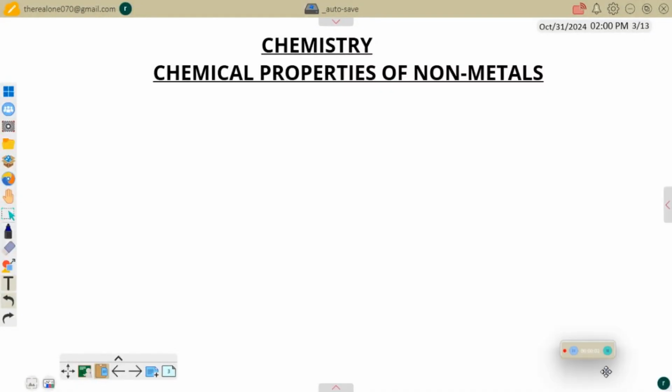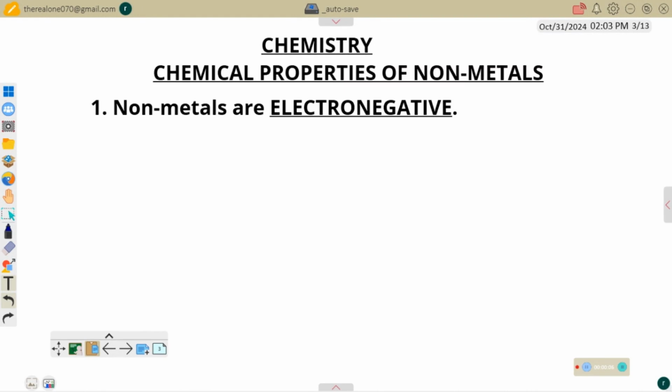Now let's consider the chemical properties of non-metals. The first one here is non-metals are electronegative. This is because non-metals gain electrons, and when they gain electrons, they become negatively charged, and that is why they are called electronegative ions after ionization.